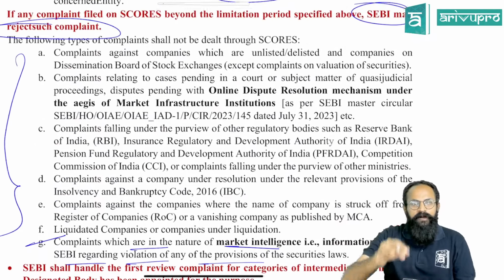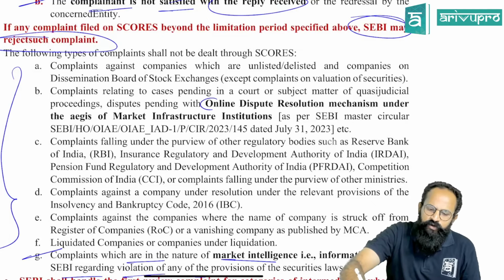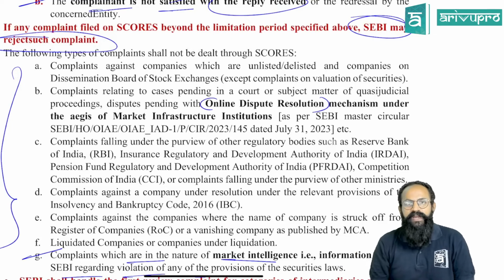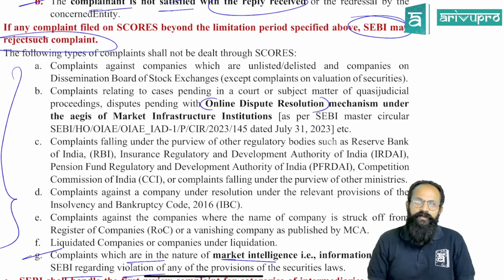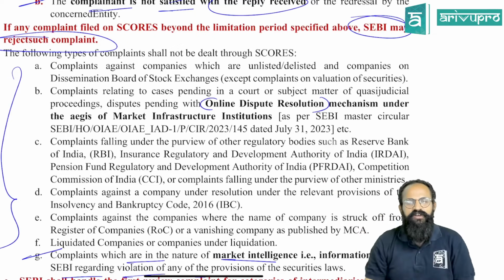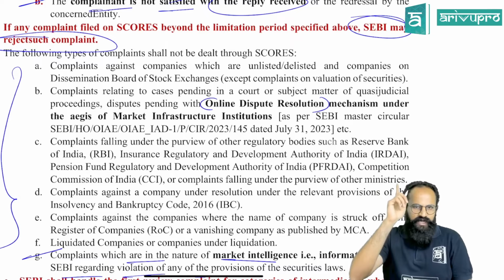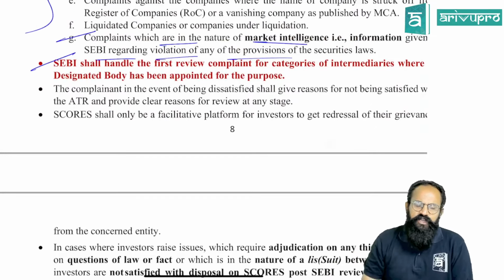When we were doing LODR, I had explained one more thing called online dispute resolution. Whenever you want to file a case, like an arbitration, I told you there was something called ODR, a new thing that has been opened. So anything which is pending with the ODR, you cannot raise a complaint on the SCORES website. What is ODR? We have seen it in the class. Yes, sir, you guys can have a doubt.